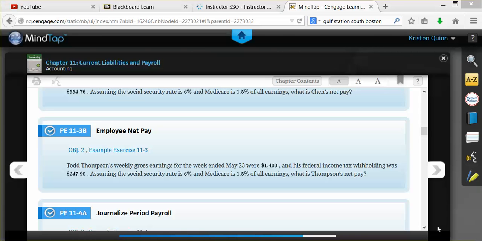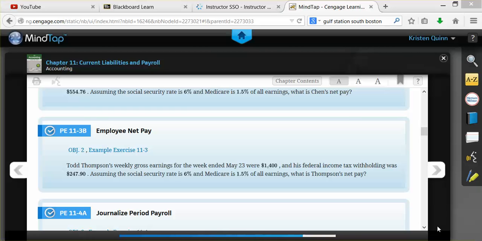This will be a continuation of the previous example where we calculated federal income taxes. Again, we are using our employee, Todd Thompson. He has his weekly gross earnings for the week ended May 23rd of $1,400. His federal income tax withholding was $247.90. Again, we calculated that in the previous example.